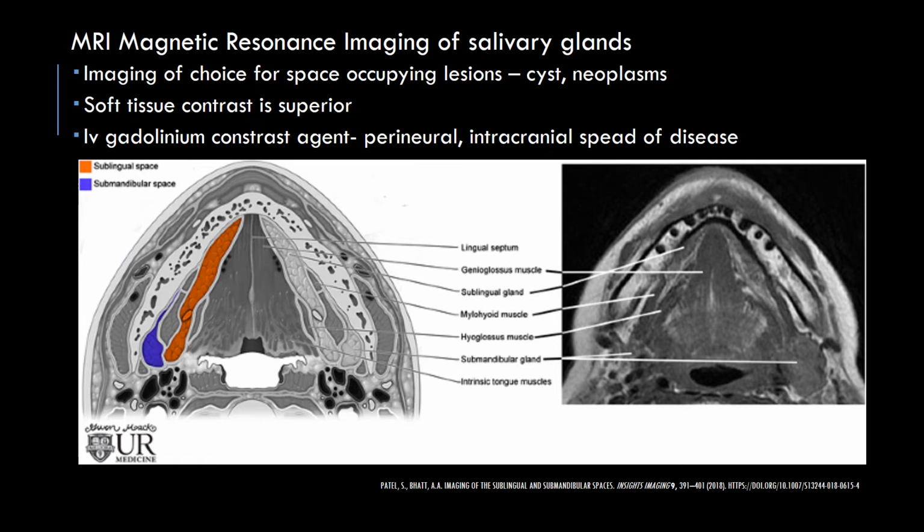This is the normal appearance of a sublingual and submandibular space, and the appearance of the sublingual gland on MRI, as well as the submandibular gland bilaterally on the MRI. And this is just a diagrammatic representation of how the gland would look like on MRI.